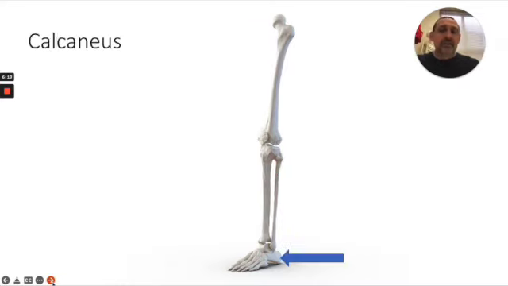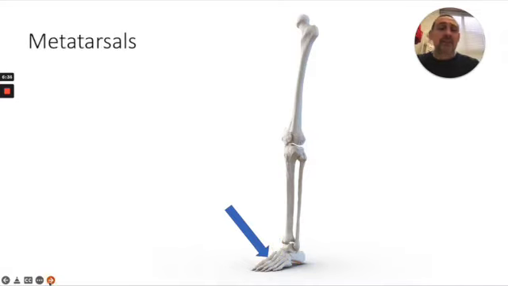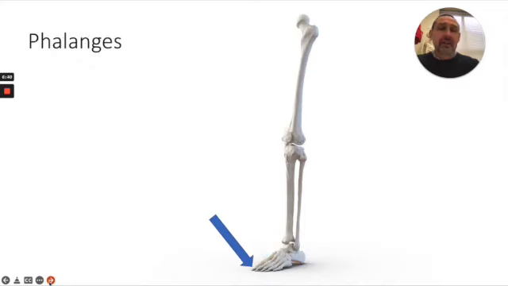In your foot, your heel bone is your calcaneus. Think of it like calluses on my calcaneus. And then the foot bones are tarsals, like North Carolina, tar heels, but in this case it's tarsals. And then metatarsals, and then your toes are phalanges. And those are the bones that you should know.